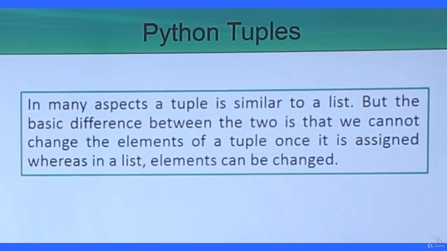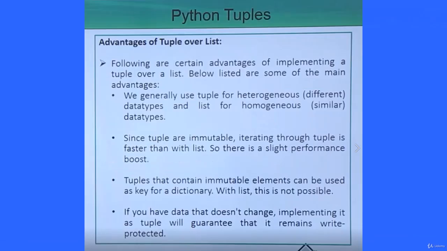So let us discuss the differences and features of tuples here. In many aspects, a tuple is similar to a list, but the basic difference between the two is that we cannot change the elements of a tuple. That is, a tuple is immutable once it is assigned, whereas in a list the elements can be changed. That means a list is mutable. Advantages of tuple over list.